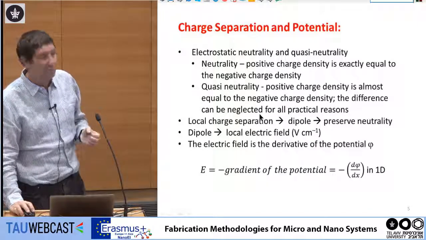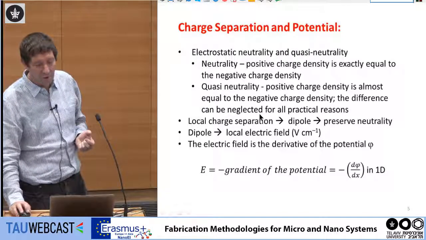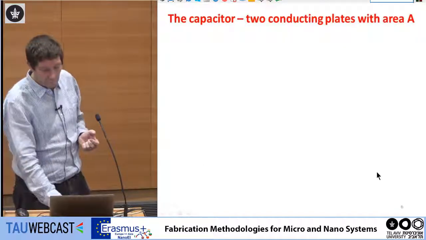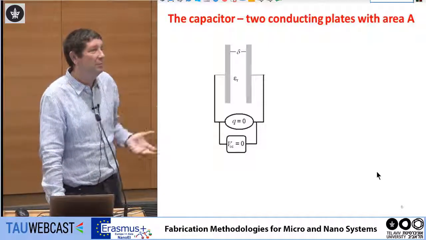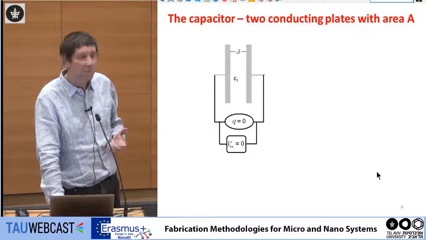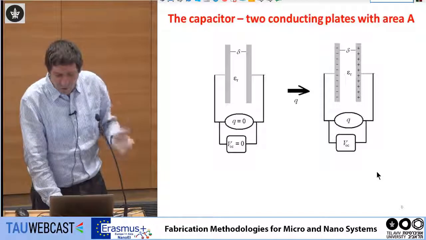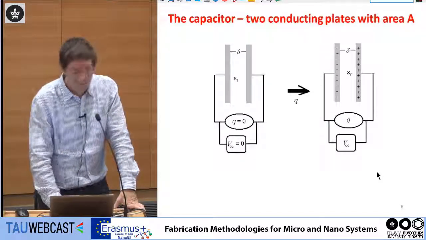Now, you all know from elementary physics that the electric field is the gradient of the potential, or d phi over dx in one dimension. So let's talk about capacitors. Capacitors, you all know. Two plates. We put voltage 0. There's no charge between them. I apply a voltage potential between them. Let's say I put a positive V, and I have a charge Q.